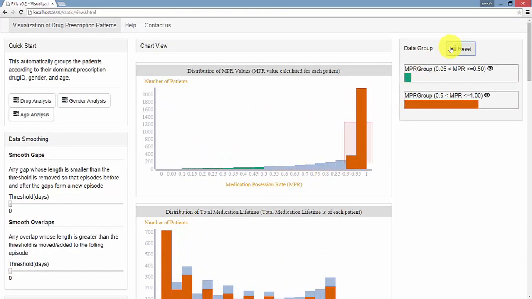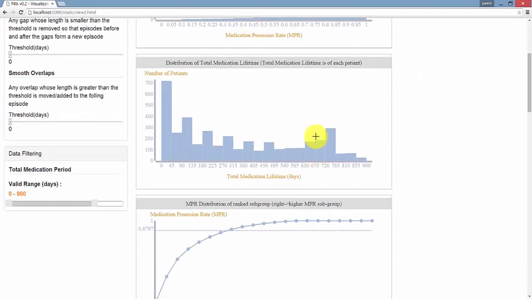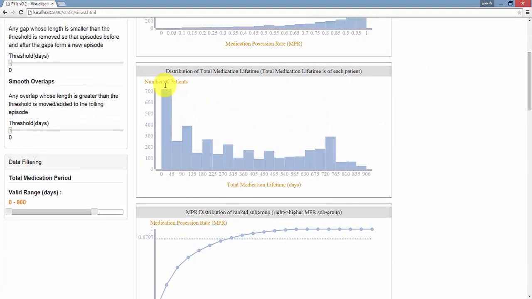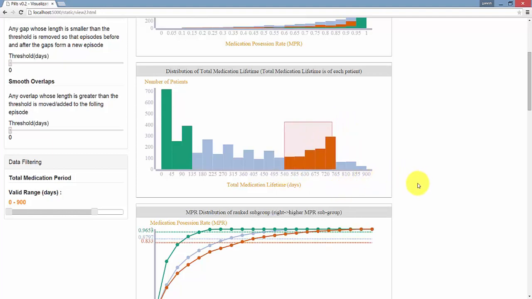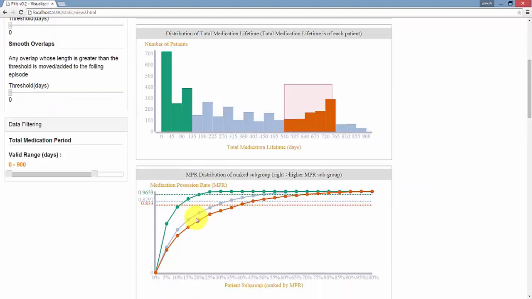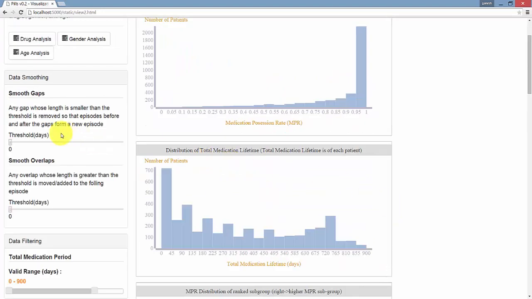And you can compare, let's reset. You can compare how adherence changes between those who take medication for a shorter time versus a longer time. Those who take medication for just 130 days versus those who took medication for between 500 and 700 days. Those who take it for a shorter time had a much higher possession rate compared to those who took it for a longer time. Interesting.